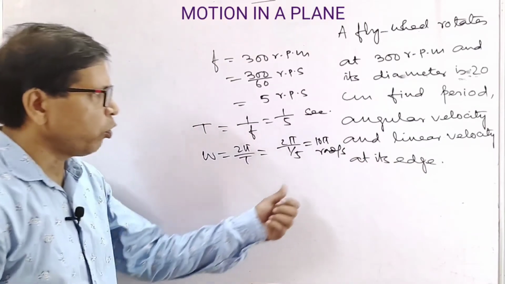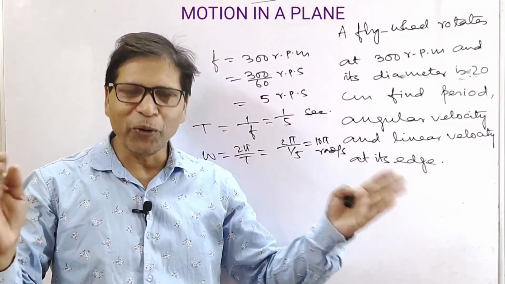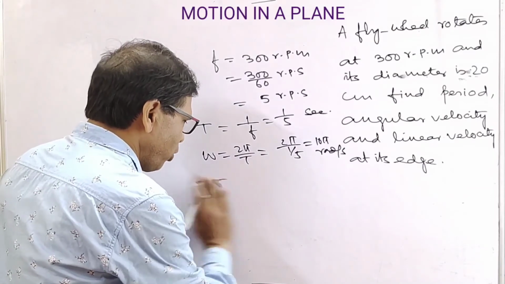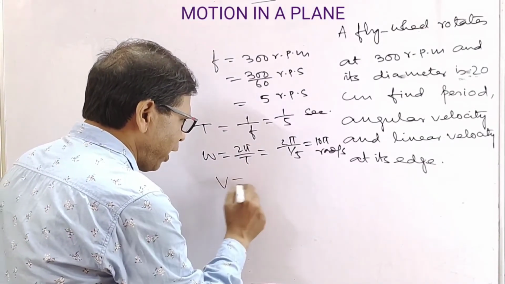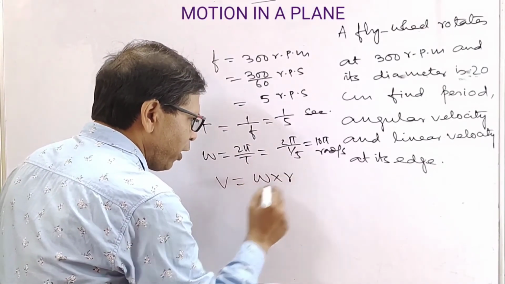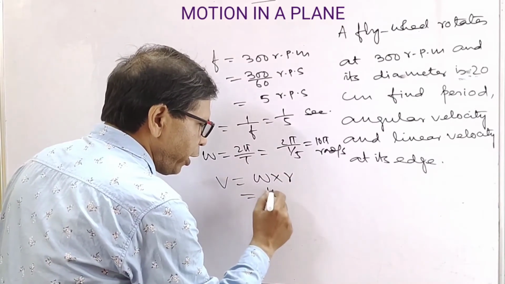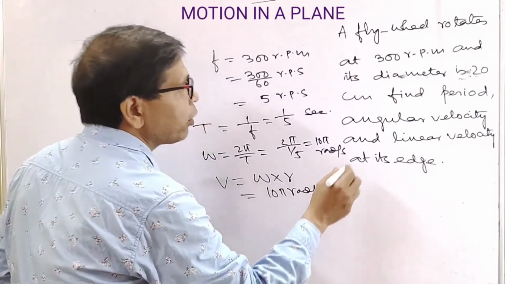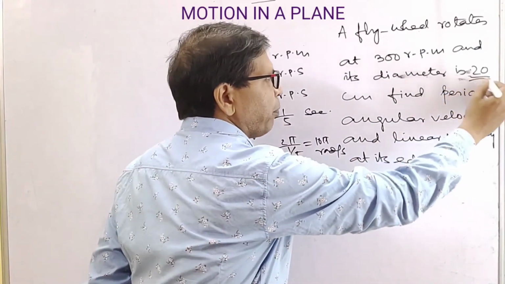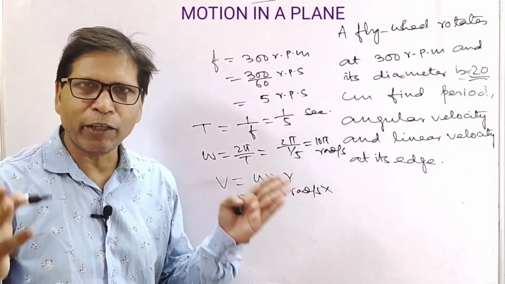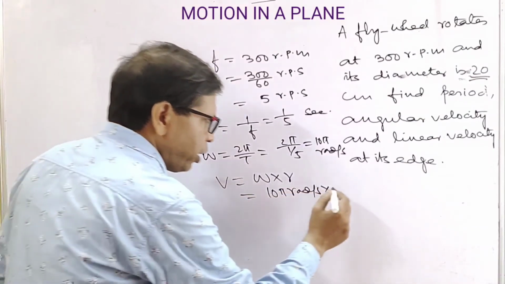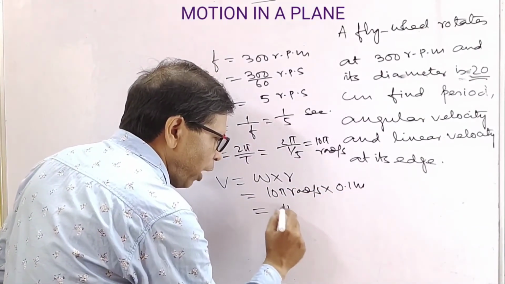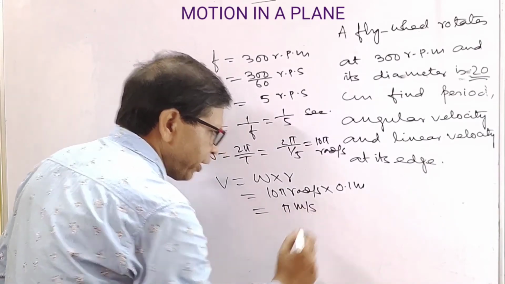Now the linear velocity. The linear velocity v equals omega into r. Now omega equals 10 pi radian per second and r equals, look at this, this is the diameter, so the radius is equal to 10 centimeter, that is 0.1 meter. So the velocity becomes pi meter per second.